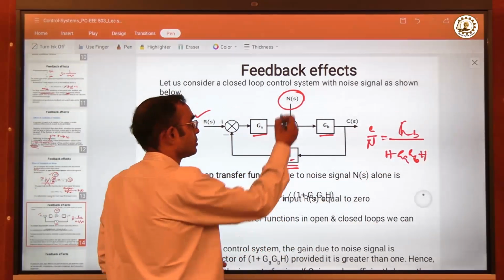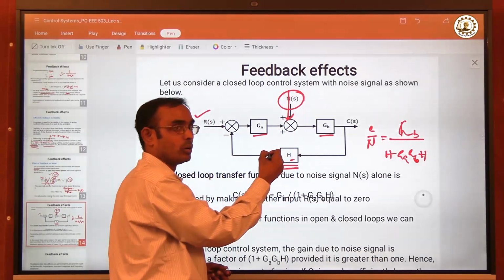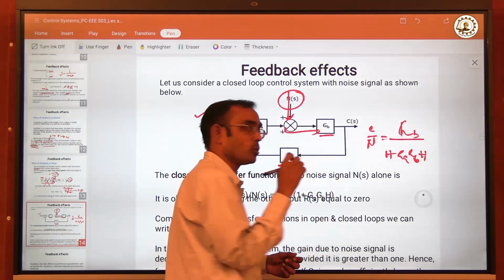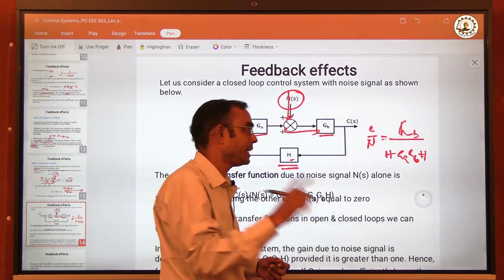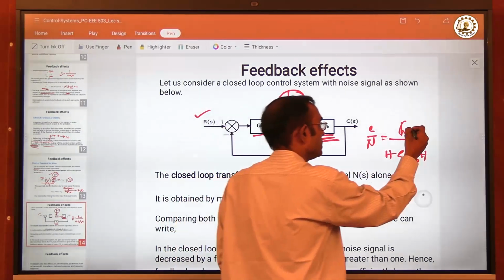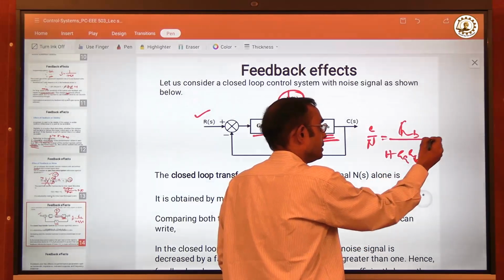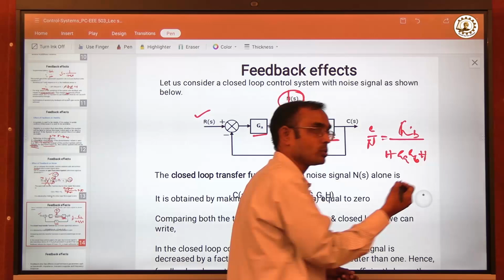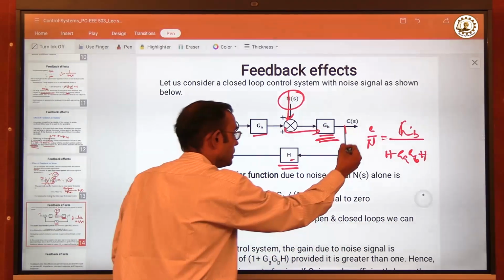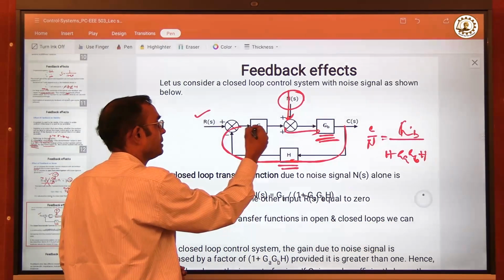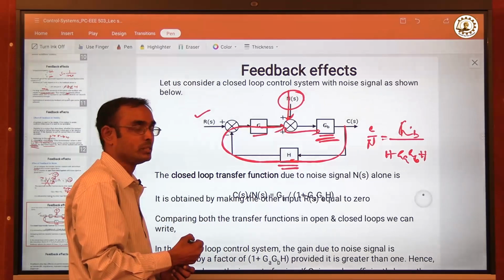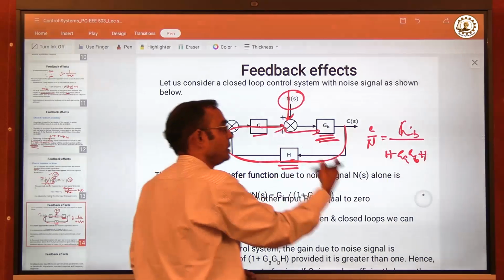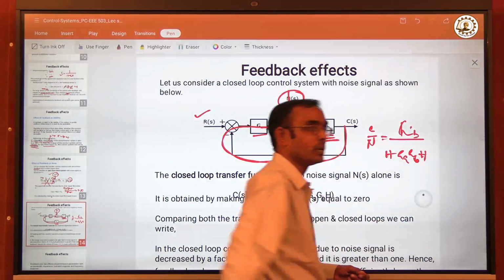So for G, since noise is acting alone, this noise will go inside this GB. So for the noise signal, the forward path gain is only GB. So it is GB. C by N is GB divided by 1 plus forward path gain and the rest of the feedback path gain. That is, feedback path gain means it is H and then GA. So it is GA into H along with GB. So 1 plus GA GB into H.